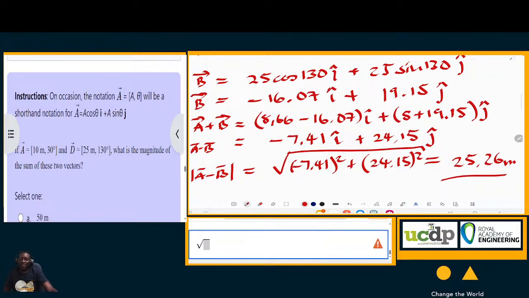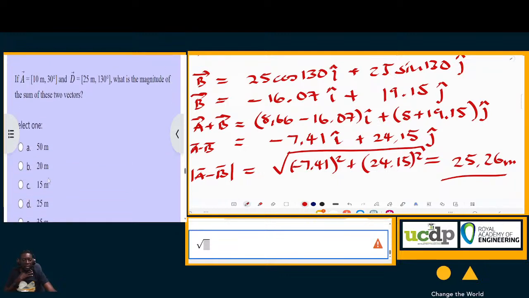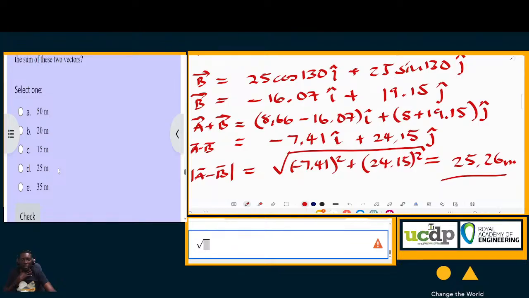Let me go back to the question to see. Yeah, it's meters. They were given units for distance and degrees for the angle. So our distance, or displacement, is the magnitude. In this case, the distance is a magnitude of 25.26, and that would mean D remains there.